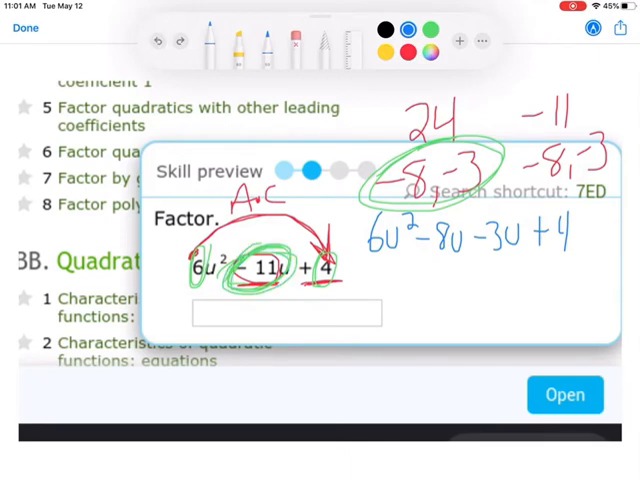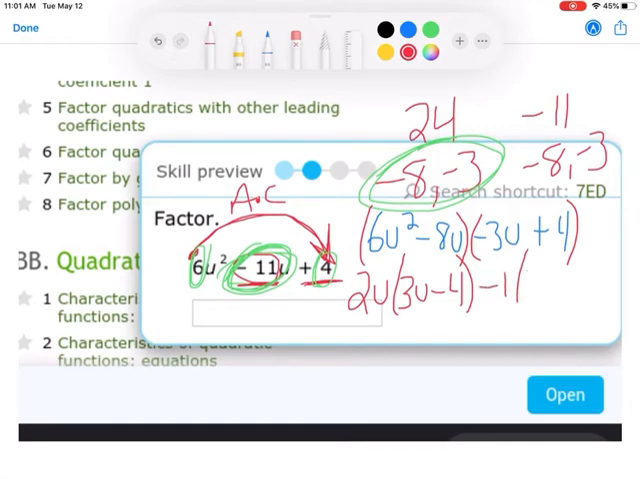All right. So now I'm going to group the first two and group the second two. Now bring out a GCF of both of those. Okay, GCF of the first is just 2u. I'm left with a 3u minus 4. The GCF for the second one, there is no GCF, it's just 1. So I'm going to pull out a negative 1. I'm left with a 3u minus 4.